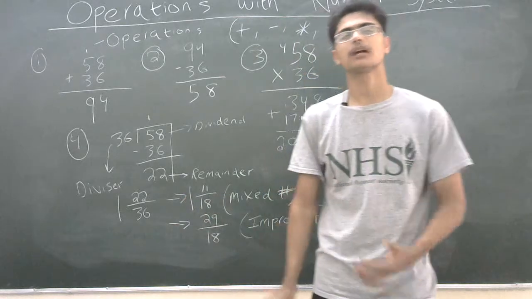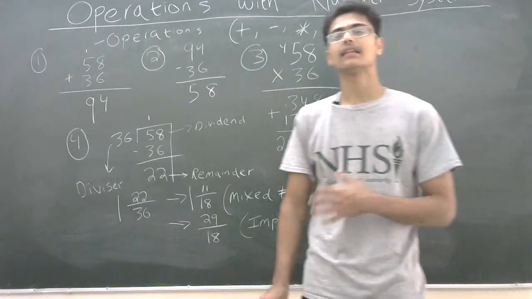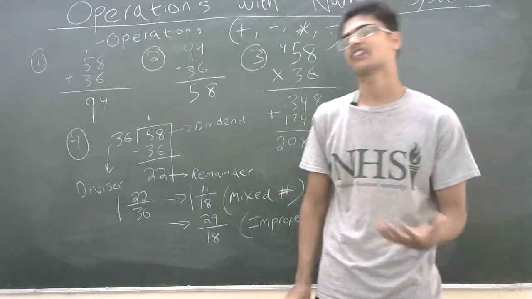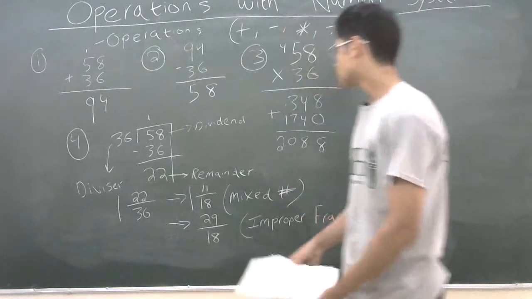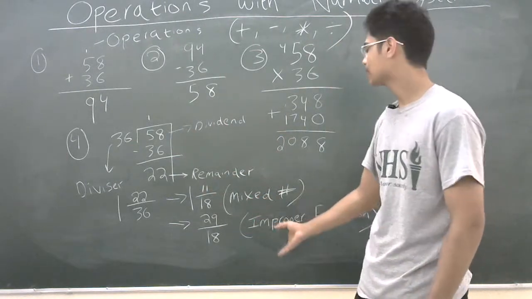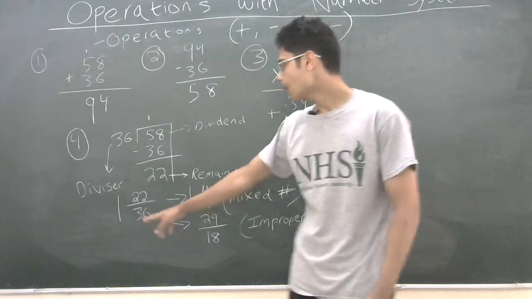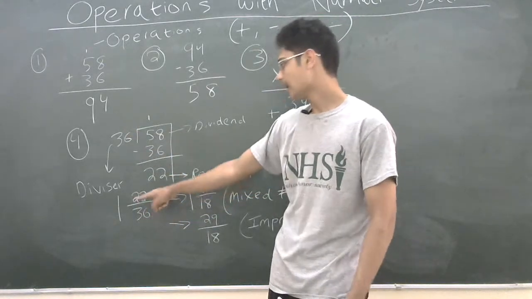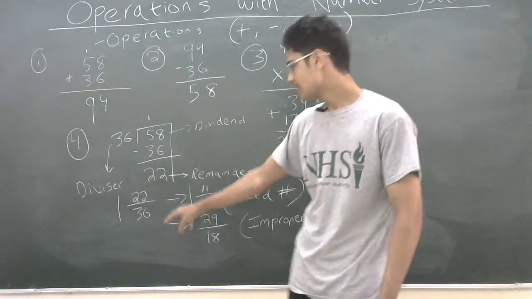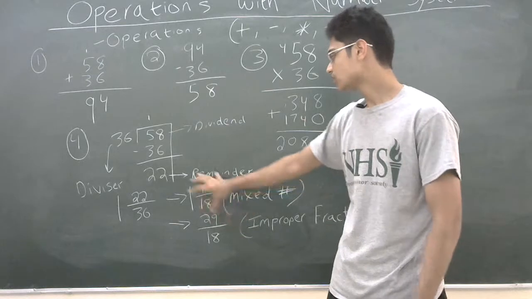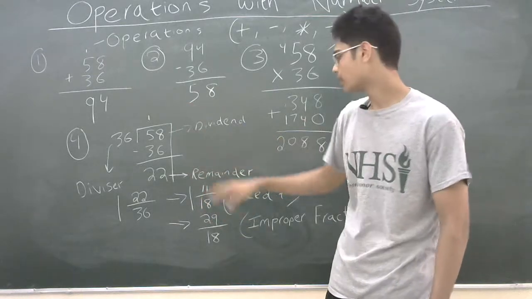But remainders become overwhelming, and therefore it becomes easier to denote the overall value as some sort of fraction or some sort of mixed number. So here I have the same value shown as a mixed number and an improper fraction. So you have 1, and then remainder over the divisor, 22 over 36. Now this can be simplified further as 11 over 18. So you really have 1 and then 11 over 18.